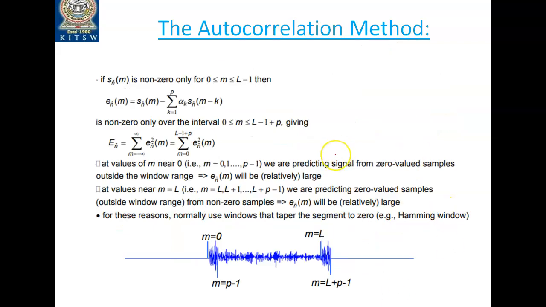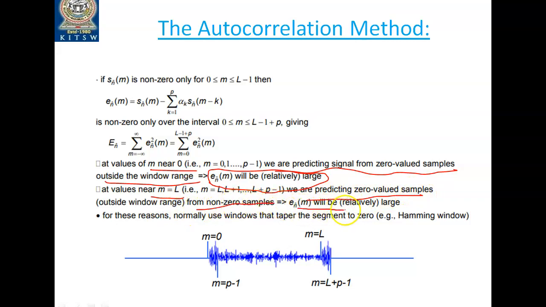Alright, the same thing I mentioned in the previous slide is given here. At values of m near 0, we are predicting the signal from 0-valued samples outside the window range. Therefore, the error sequence will be very large. That point we have already seen. And at values near m equal to L, that is at the end of the window, we are predicting 0-valued samples outside the window from non-zero samples.